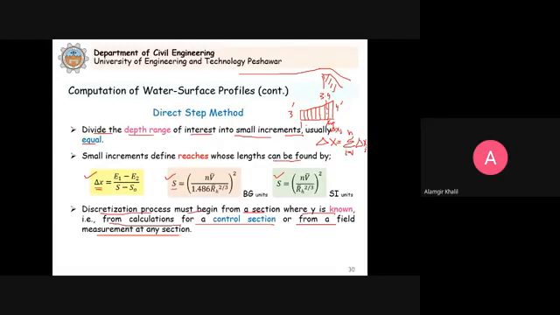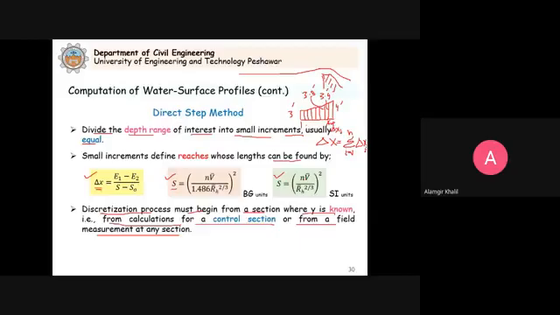So this discretization process must begin from a known y, because you need a control point. If depth is unknown, then how can we proceed? In this equation, if depth is also unknown, how can you find delta x? If we do not have a control section, you can go to the field and measure the depth of flow by any method that you learn.